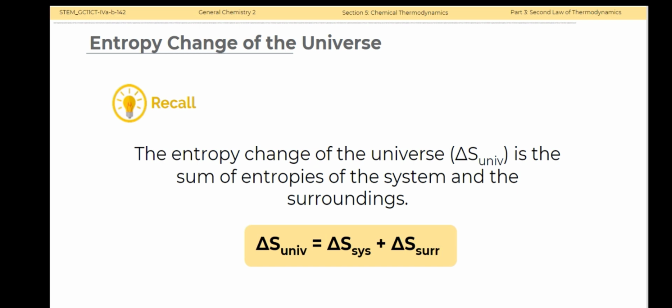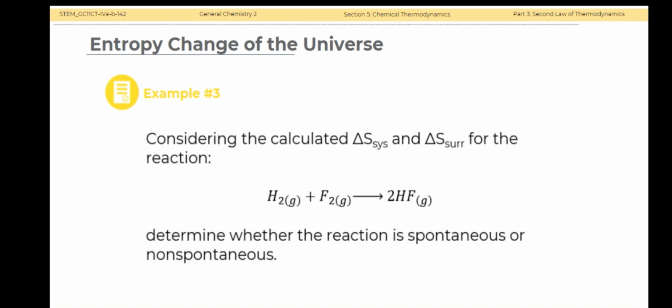Recall that the entropy change of the universe is the sum of entropies of the system and the surroundings. Example number 3. Considering the calculated delta S naught of the system and delta S naught of the surroundings for the reaction hydrogen plus fluorine forming hydrogen fluoride, determine whether the reaction is spontaneous or non-spontaneous.